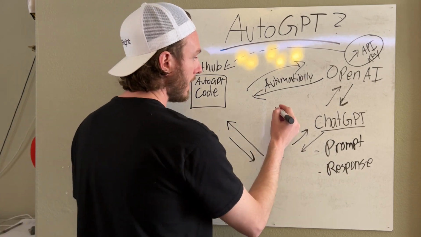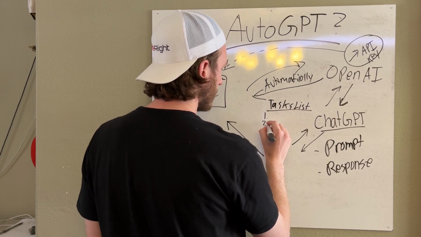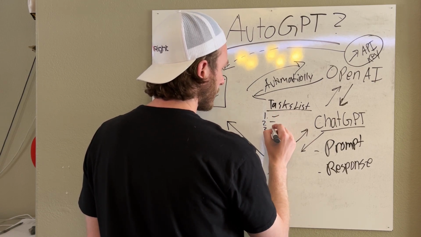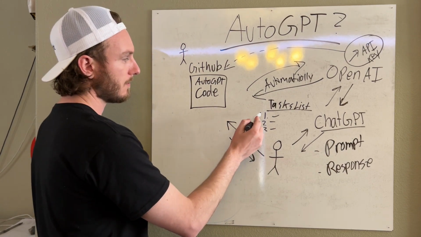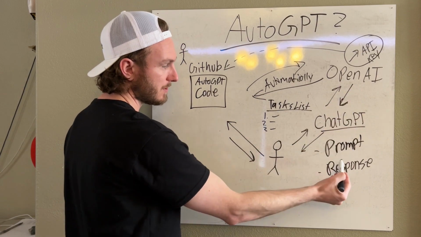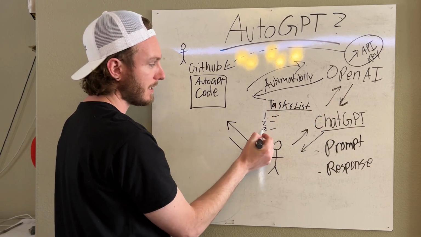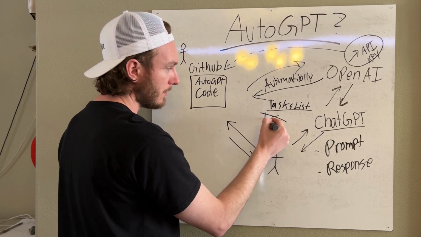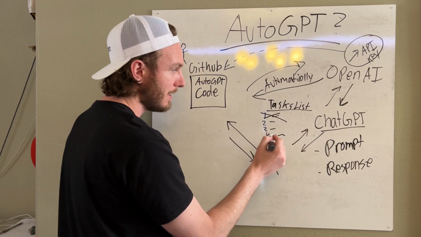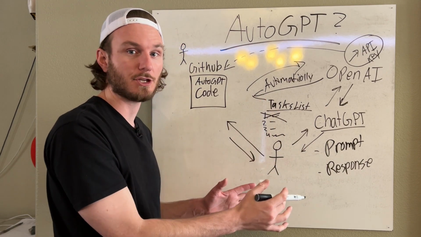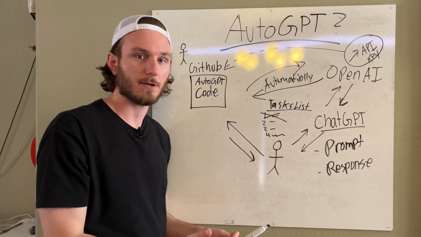So for instance, if we have a task list with tasks 1, 2, 3, 4, when it starts going through this task list, it's going to send the prompt for that task. OpenAI is going to complete that task, and then it's automatically going to add another one to the bottom to continue that chain. The power of this allows you to create these agents that then will go and create their own agents.